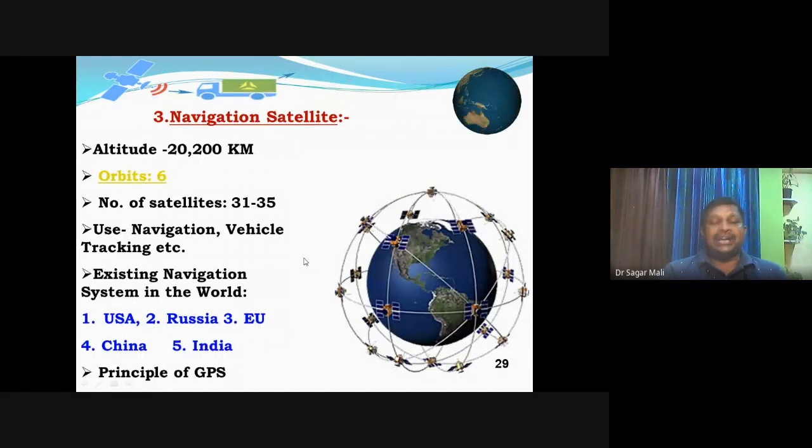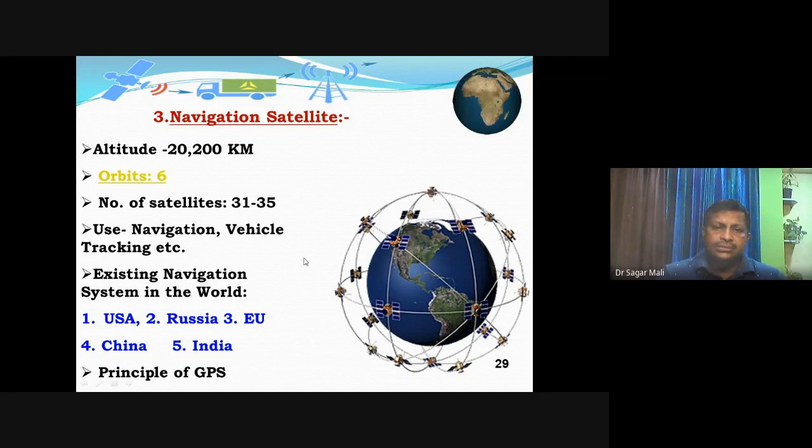Next are the navigation satellites. It's the third type of satellites, where the satellites are in various orbits. It's multiple orbits. There are around six orbits, and each orbit has a certain number of satellites. It's a network of satellites. Normally, the altitude of the satellites is 20,200 kilometers. Six orbits are there. The number of satellites is in the range of 31 to 35, more or less.